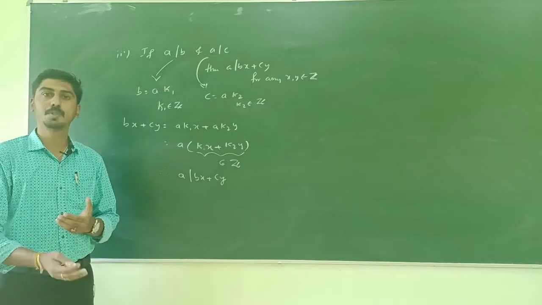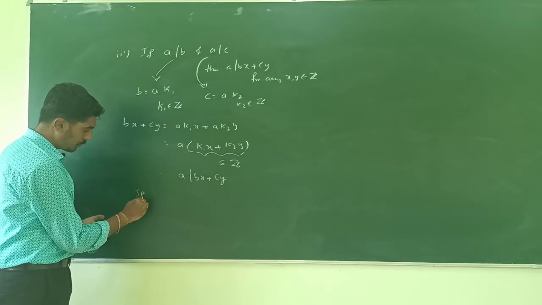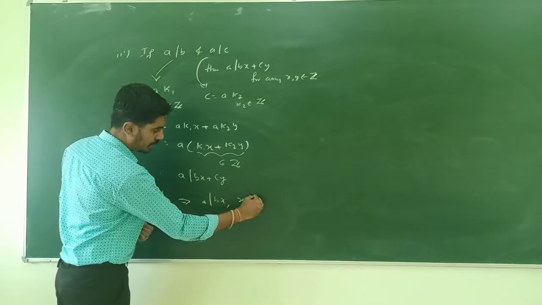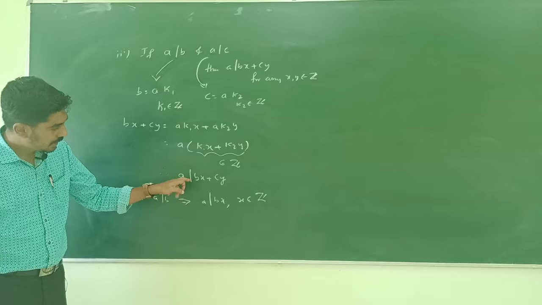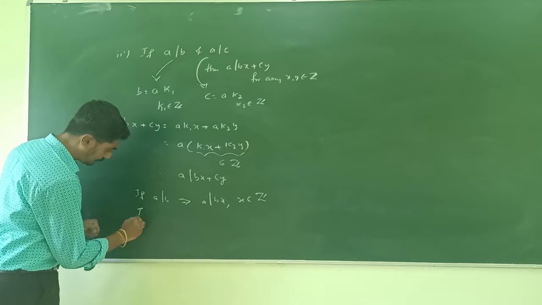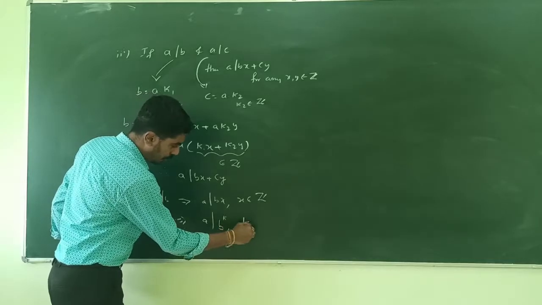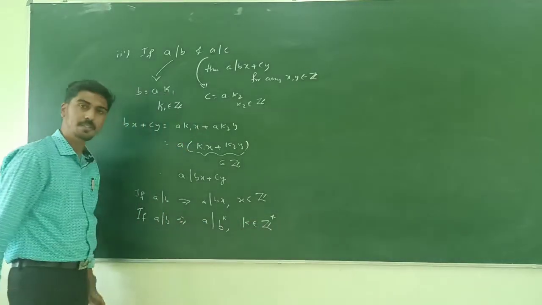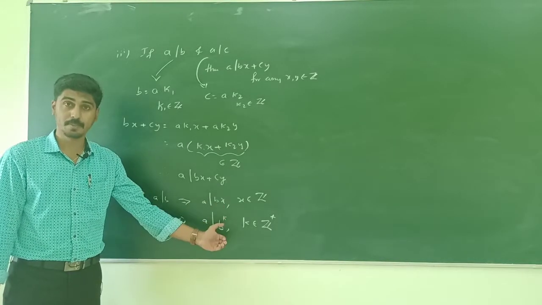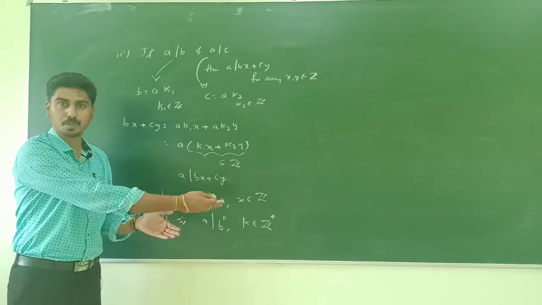Using this property, we can deduce some other properties of divisibility. If a divides b, then a divides bx for any x belonging to Z. In this property, put y equal to 0, we get this result. And also, if a divides b, then a divides b to the power of k for any k belonging to Z plus. In this result, put x equal to b power k minus 1 and we get a divides b power k for any k belonging to Z plus.